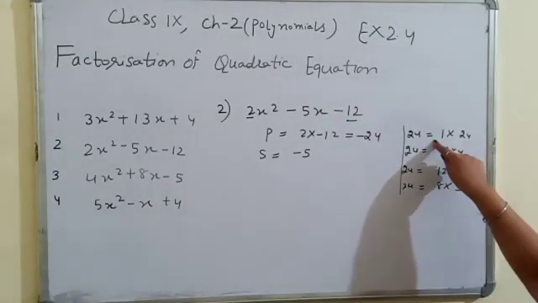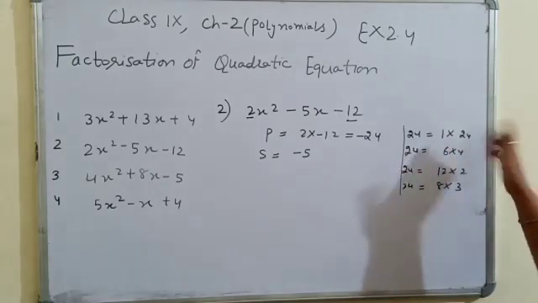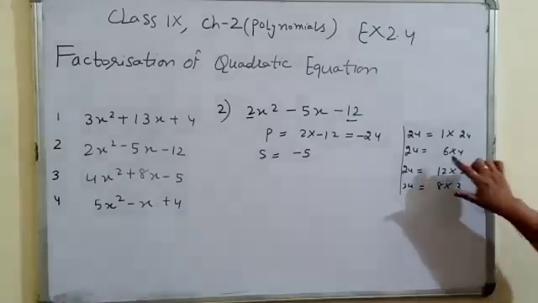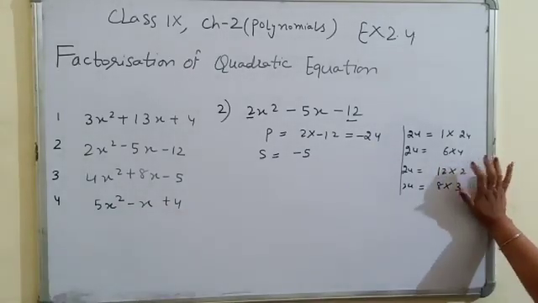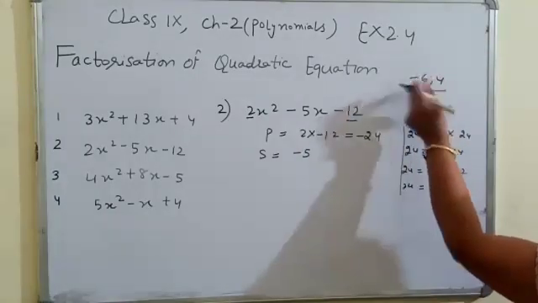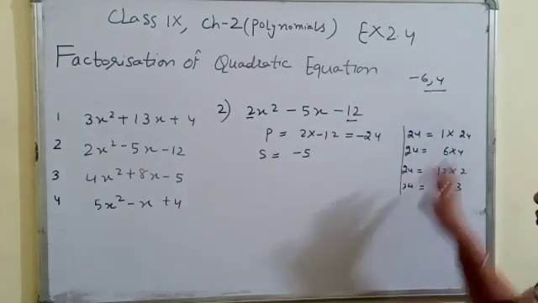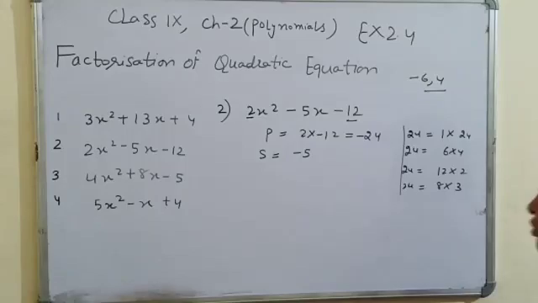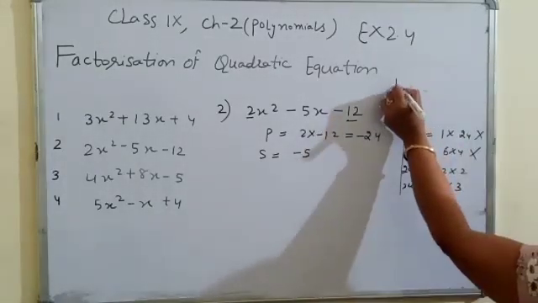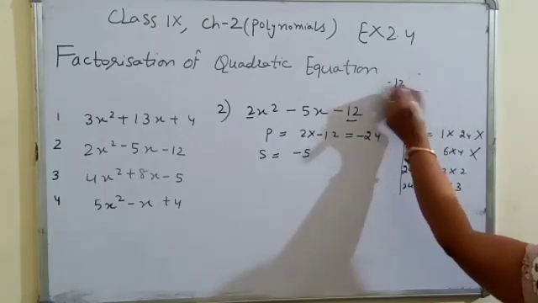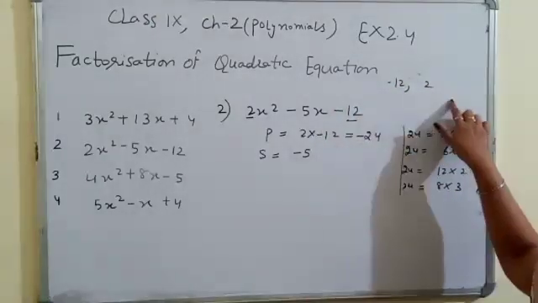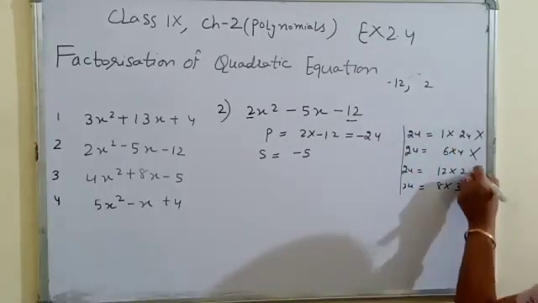24 and 1, if we take one positive, one negative, what do we have left? 23 or -23, this is not suitable. 6 and 4, suppose these are -6 and 4. When we do the sum of these, we get -2. So this is also not suitable for us. 24 is 12 into 2. So let's take -12 and 2. When we add these two numbers, the result is -10. This is also not applicable.